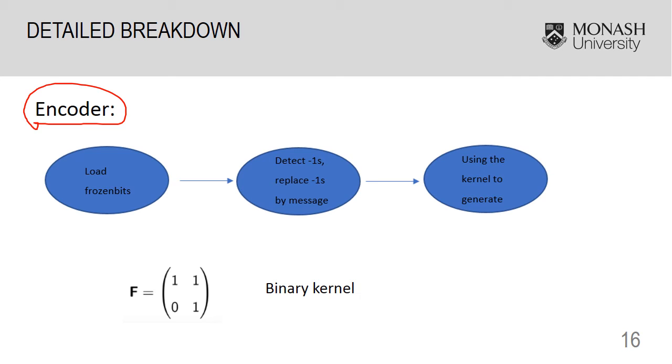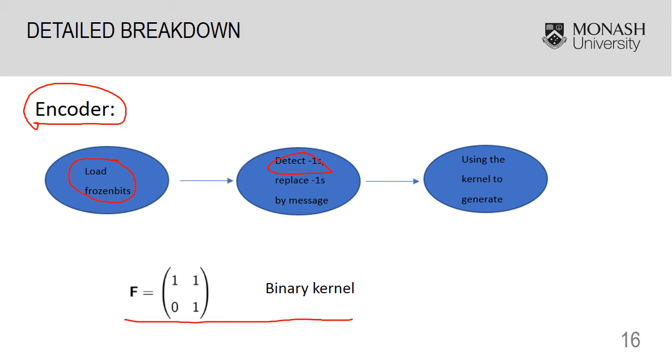From the initializer, there will be a frozen lookup table. The first step in the encoder is to load the frozen lookup table, all the frozen bits, detect the negative ones and replace all the negative ones with message bits. How we generate the output is to use a kernel to generate the output message.